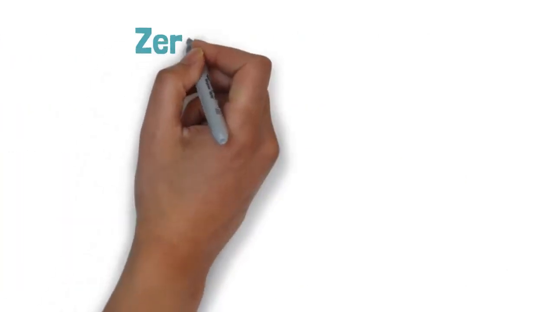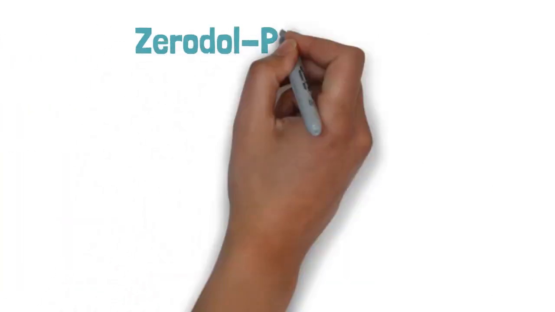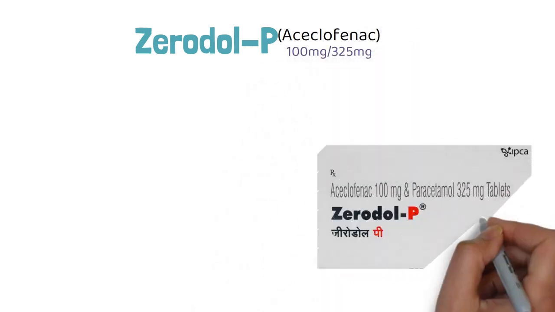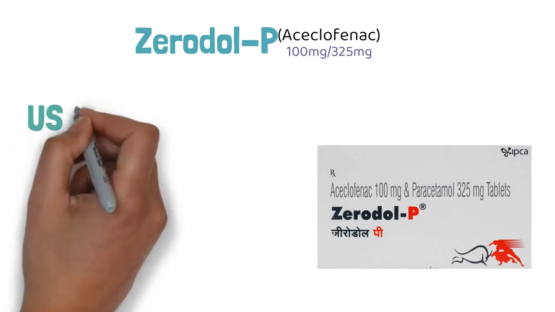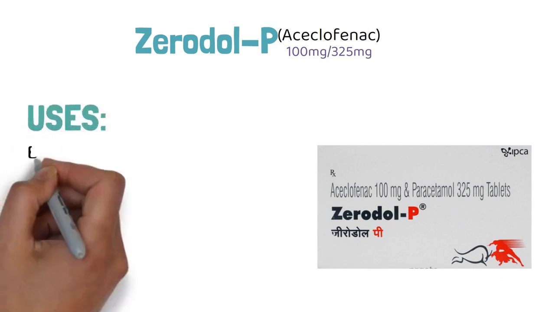Next painkiller is Zerodol P. Its chemical name is aceclofenac. It's available in 100 mg and 325 mg. Here are some uses and side effects of Zerodol P.